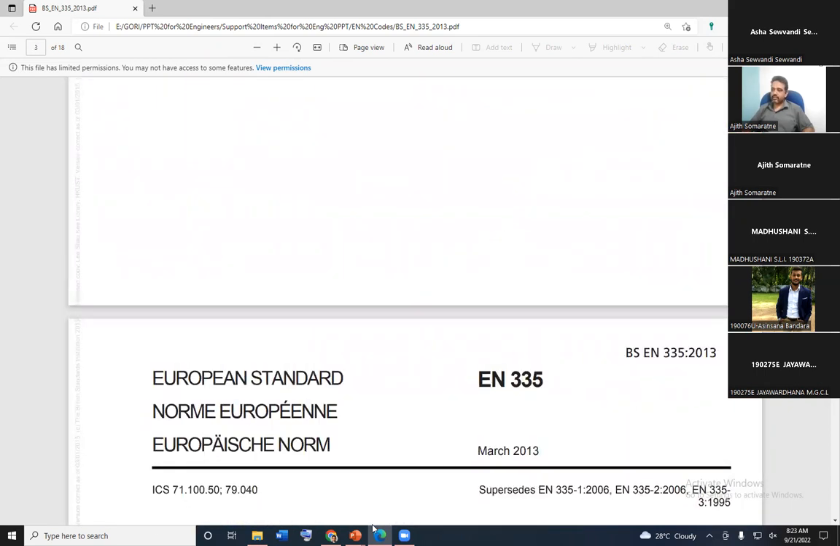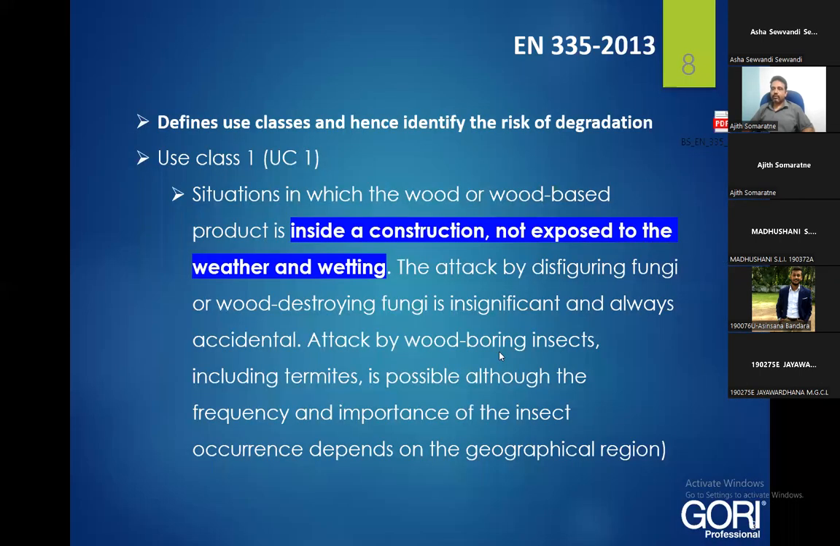So we'll see what it includes. Mainly this code talks about five use classes. Use classes means, according to the use, according to the location of the wooden application, it classifies into five classes, right? The first one is use class one, situations in which the wood or wood-based product is inside the construction, not exposed to the weather and wetting. As an example, furniture in your living room or in your bedroom.